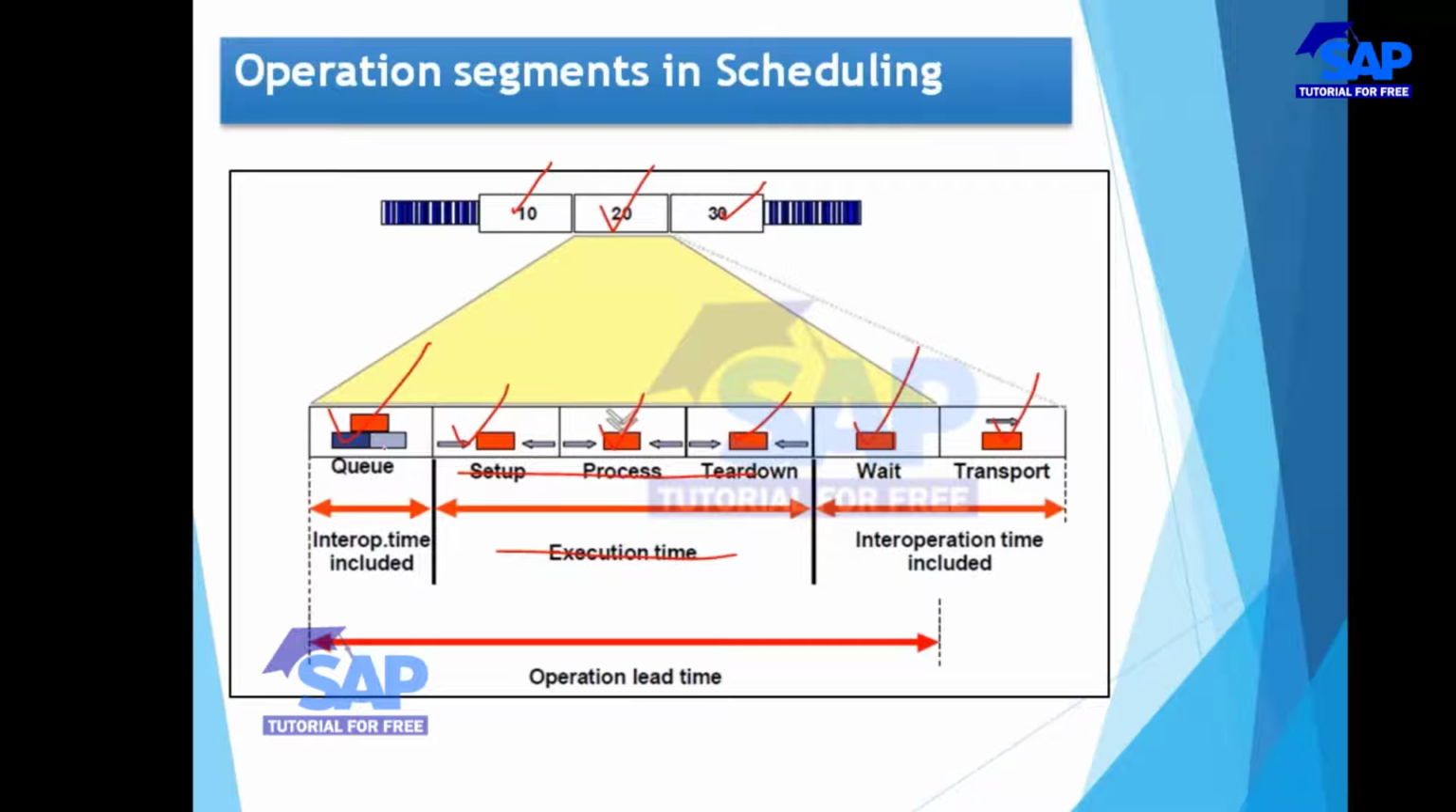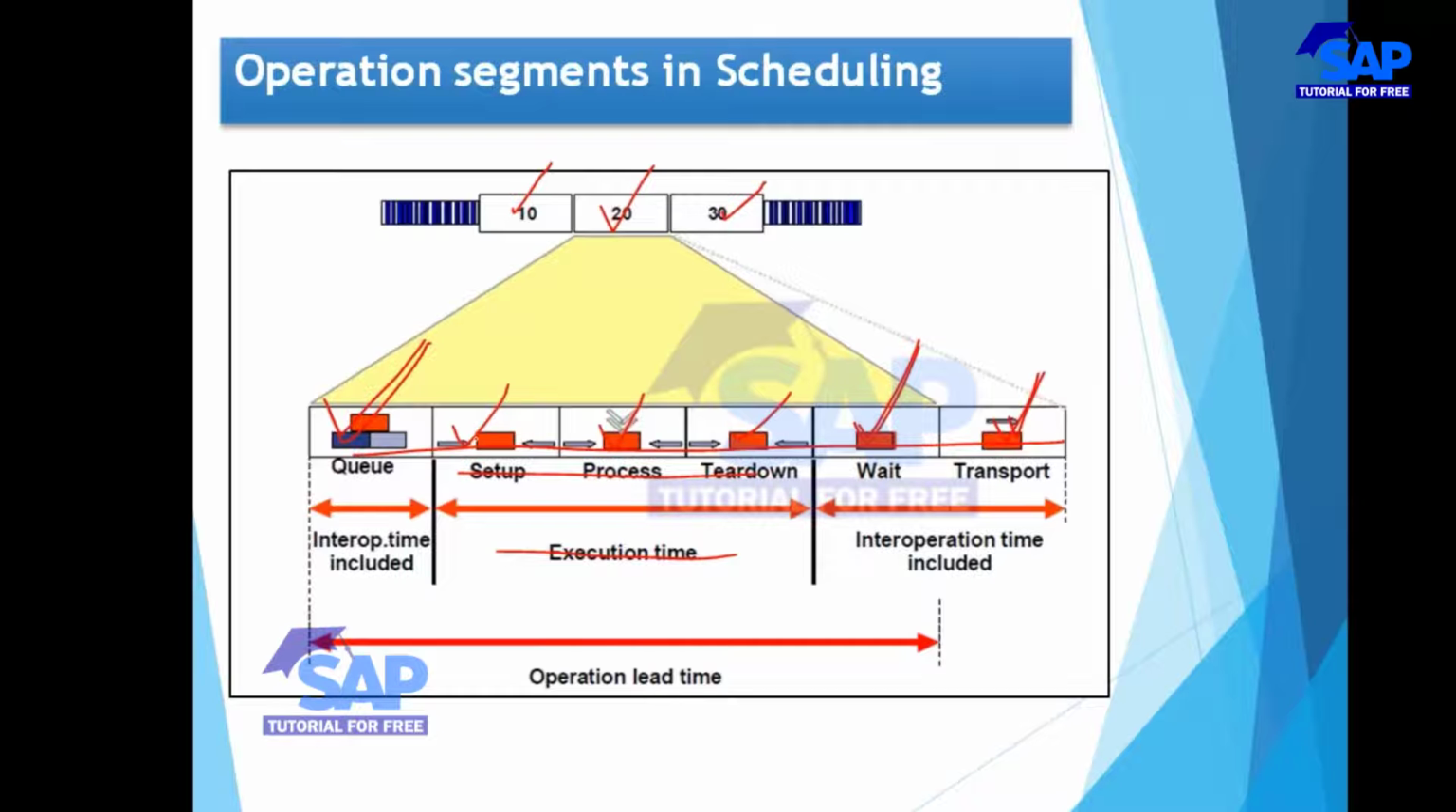These are inter-operation timings. When you are switching from one operation to another, you go from one machine to another machine. If you want to take that time into consideration, then you maintain queue time, wait time, and transport time. Along with the execution time, it will consider these also, and then this will become your operation time.